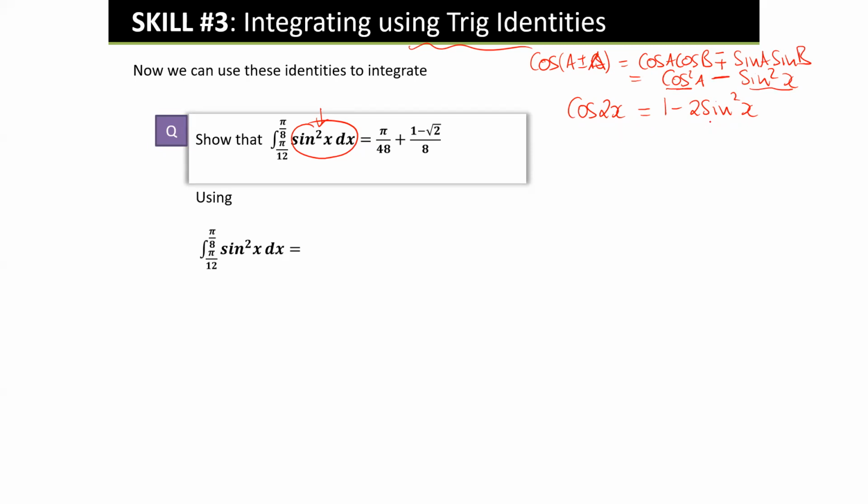So now we need to make that sine squared the subject. If we take that to the other side, it's going to be 2 sine squared x is 1 minus cos 2x. And then sine squared x is equal to, divide by 2, a half minus half cos 2x.